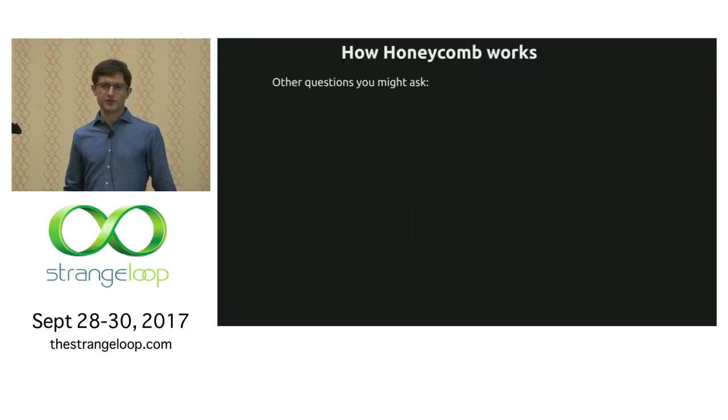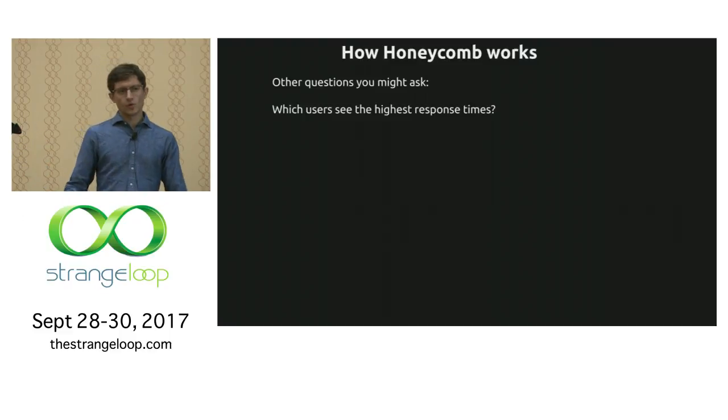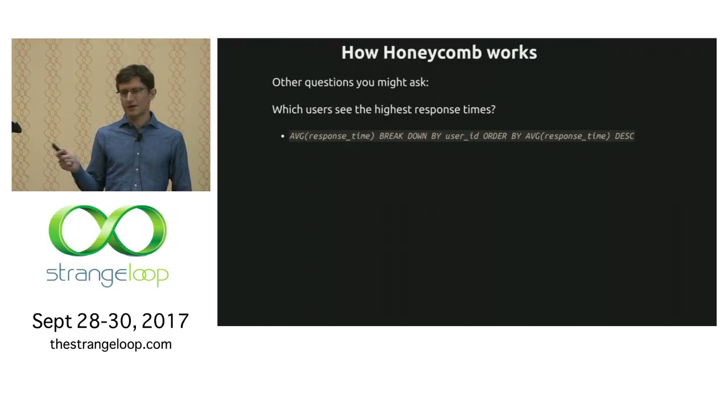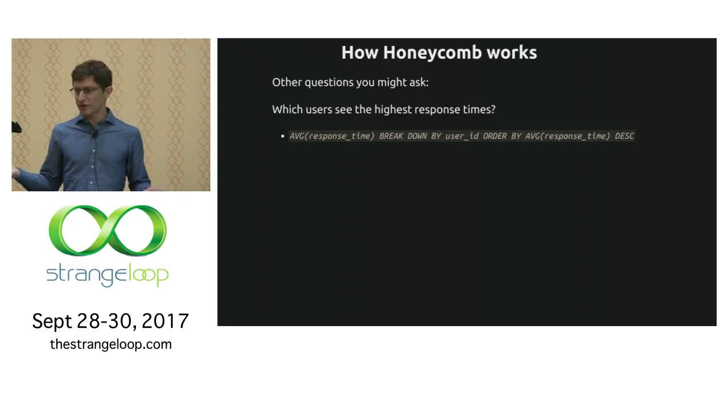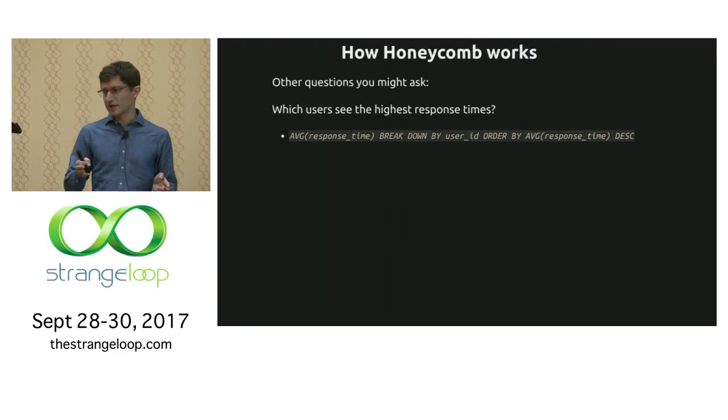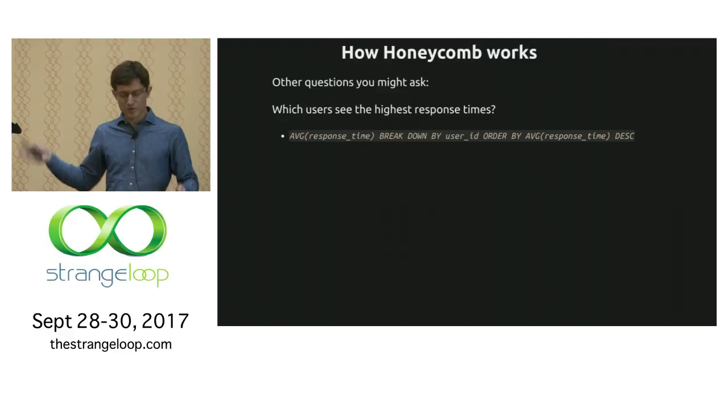And there are some other questions you can ask this kind of system. An example is, which of your users are seeing the highest response times? So this isn't a question about the global average response time across the whole site. This is saying, literally, for each user, find the ones that are seeing bad response times. And you might express this in a query, something like, show me the average response time broken down by user ID and ordered by the average response time.